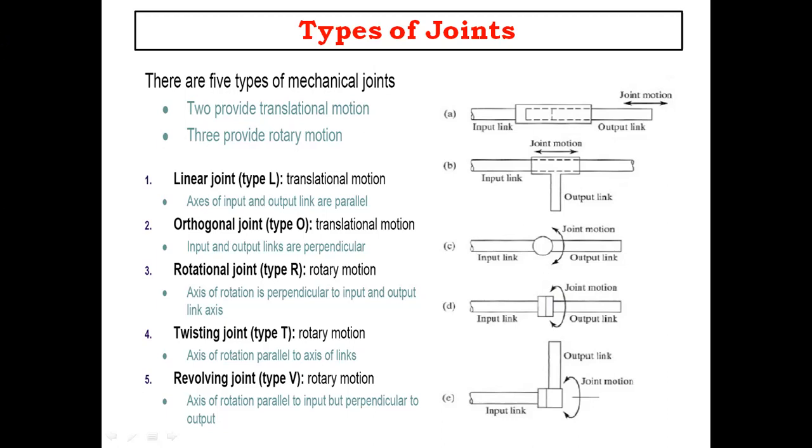In the case of revolving, the input is parallel and the output is perpendicular. If it is like this, we can go for a revolving joint. So what are the different types of joints? We have a linear joint, orthogonal joint, rotational joint, twisting joint, and revolving joint.